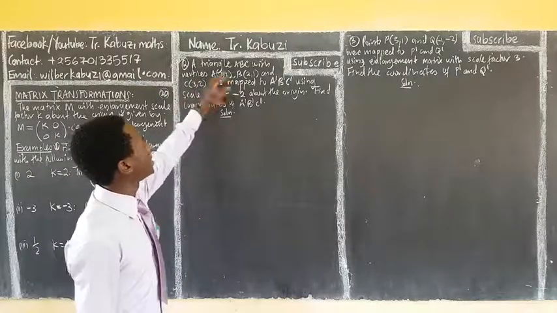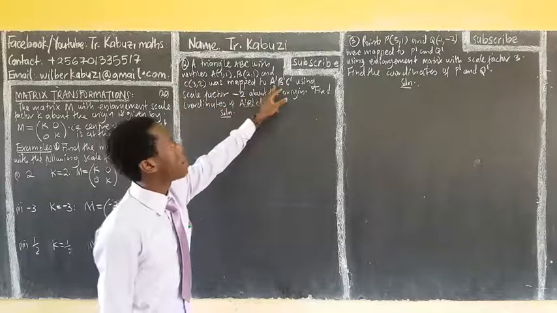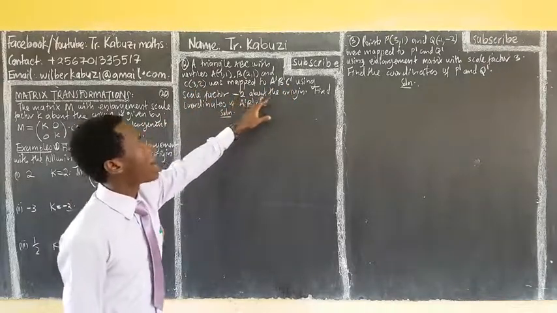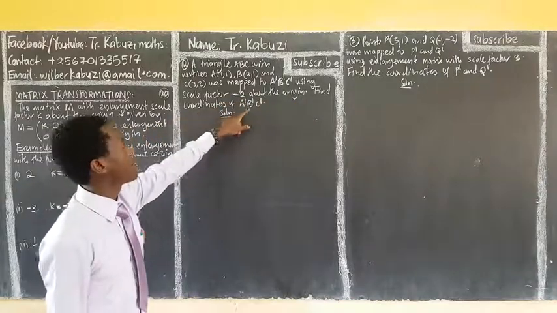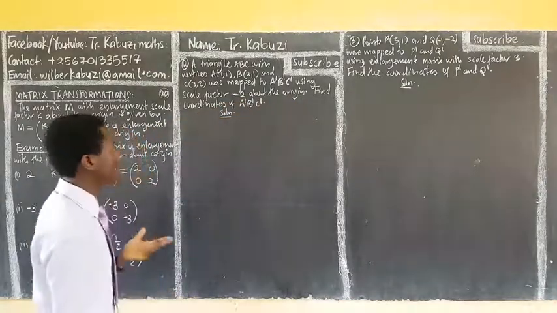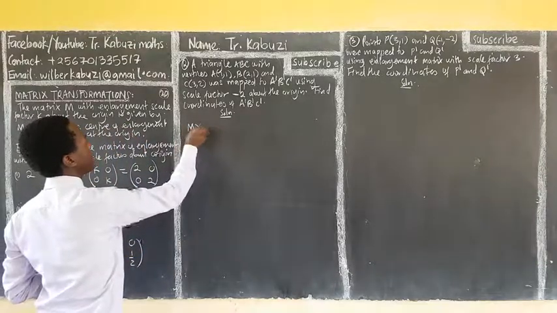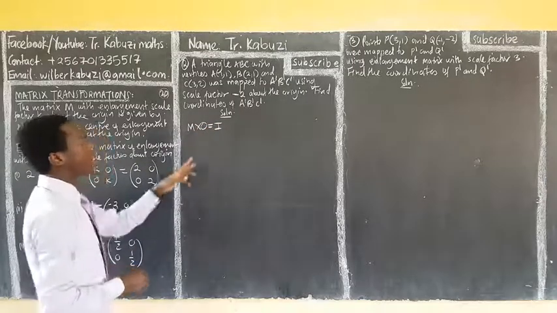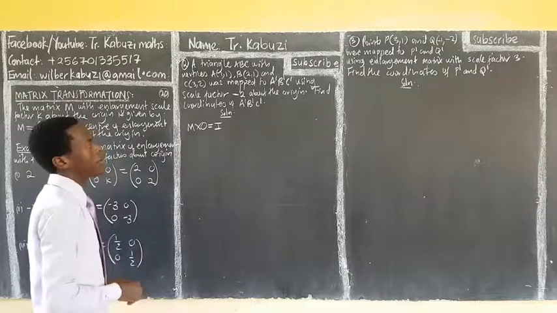A triangle ABC with vertices A, B, and C was mapped to A prime, B prime, C prime using the scale factor negative 2 about the origin. Find the coordinates of A prime, B prime, and C prime. Now we already know that our matrix of transformation times the object coordinates will give us the image coordinates.